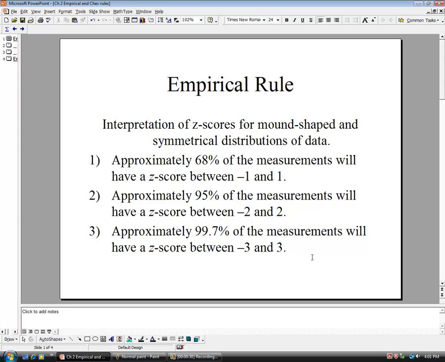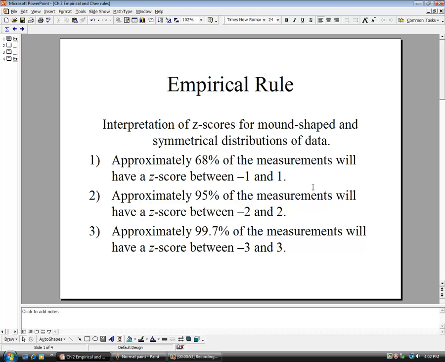But these are approximations. So if you note here, approximately 68% of the measurements will have a z-score between -1 and 1. So that is one standard deviation below the mean and one standard deviation above the mean. So in that range we should see about 68%. That doesn't mean we're going to get exactly 68%, that's just an approximation.